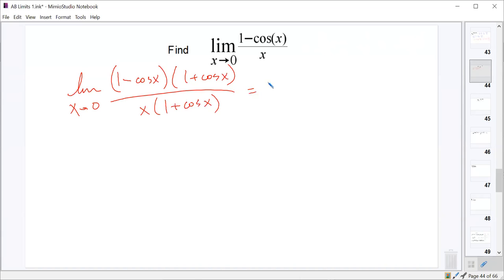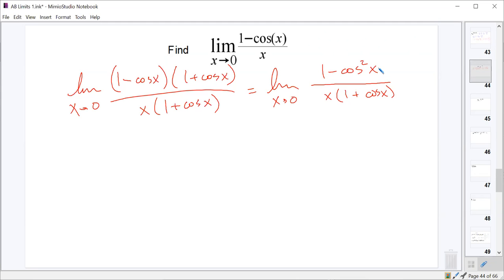And what does that give us in the numerator? What's 1 minus cosine times 1 plus cosine? X plus x cosine x. No, that's in the denominator, but in the numerator. So 1 minus cosine times the 1 plus cosine? 1 minus cosine x squared. Yeah, 1 minus cosine squared x.